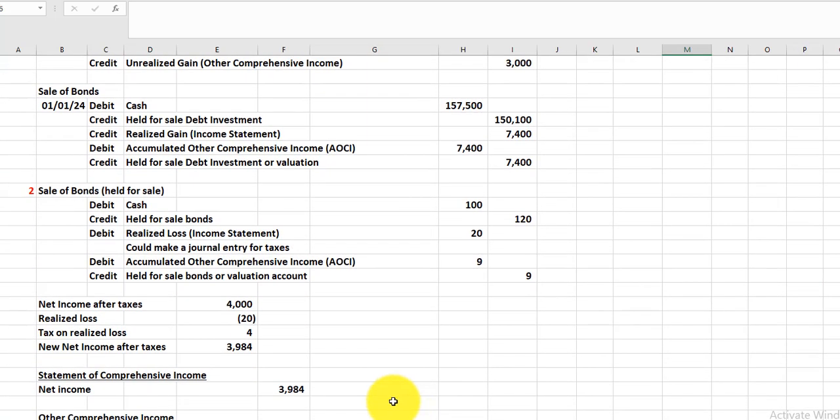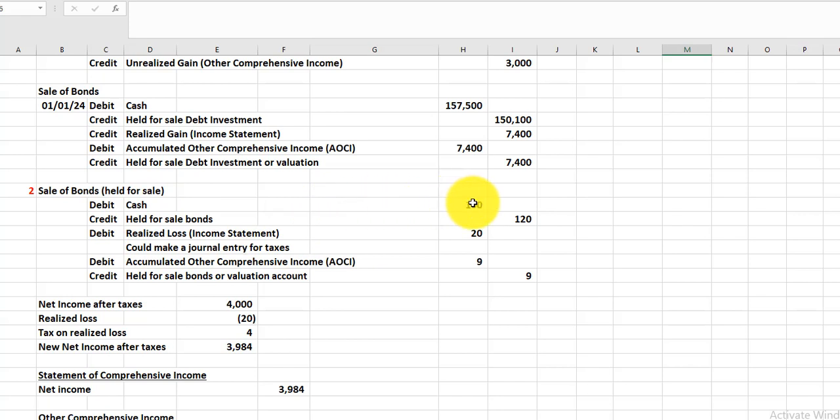Okay, moving on to problem 2. Again, we have a sale of bonds. We have some information from Home Depot. And we're going to record, first of all, these bonds that were held for sale, just like the ones here. So they're an exception, if you will, but once they are sold, they go on the income statement.